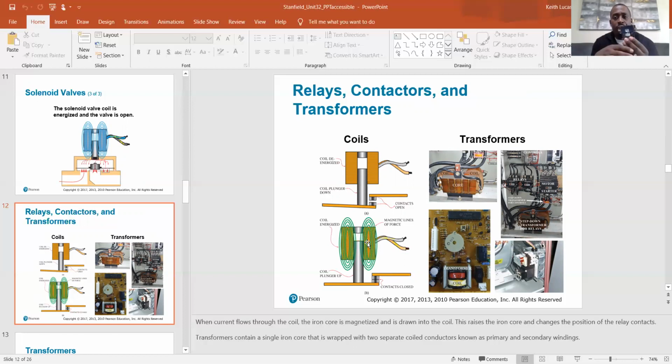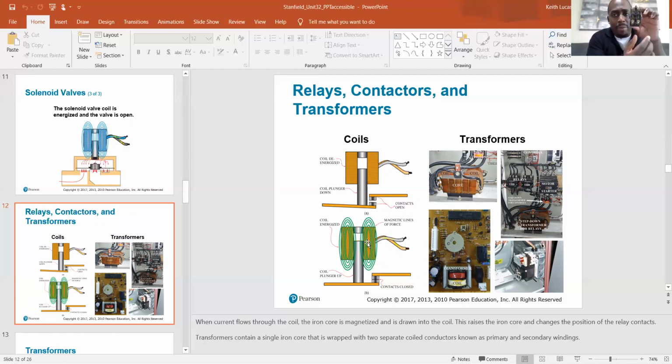Once there's current applied to this coil, the magnetic field will be created, and then the contacts inside of here. I don't know how well you can see that, but those brass contacts here, here, and here are not actually making contact with the surface below them until this coil is energized, and then it becomes pulled in. So that is how the contactor works.